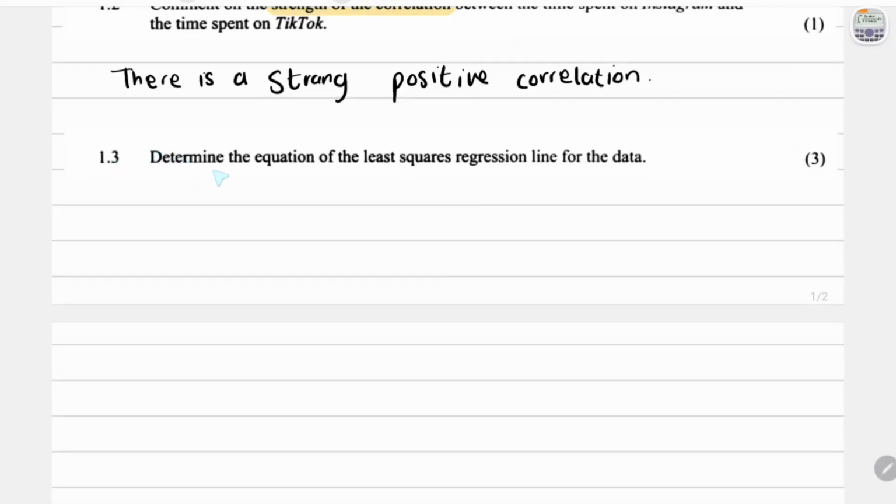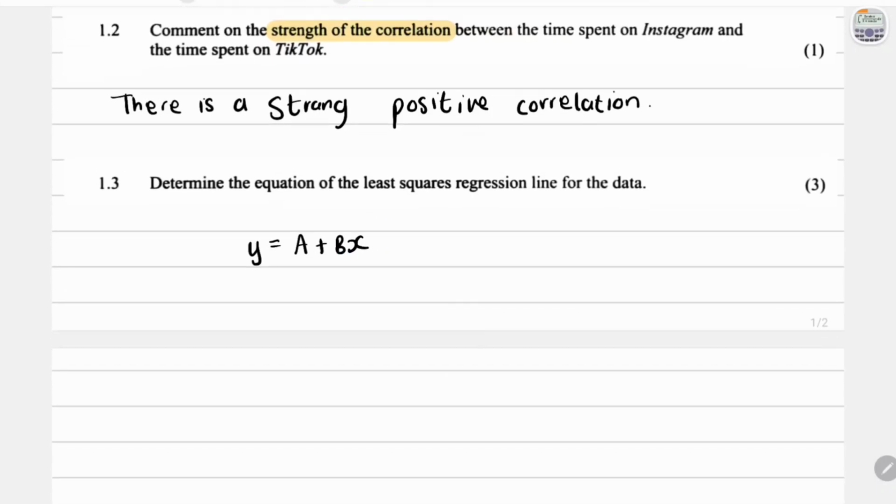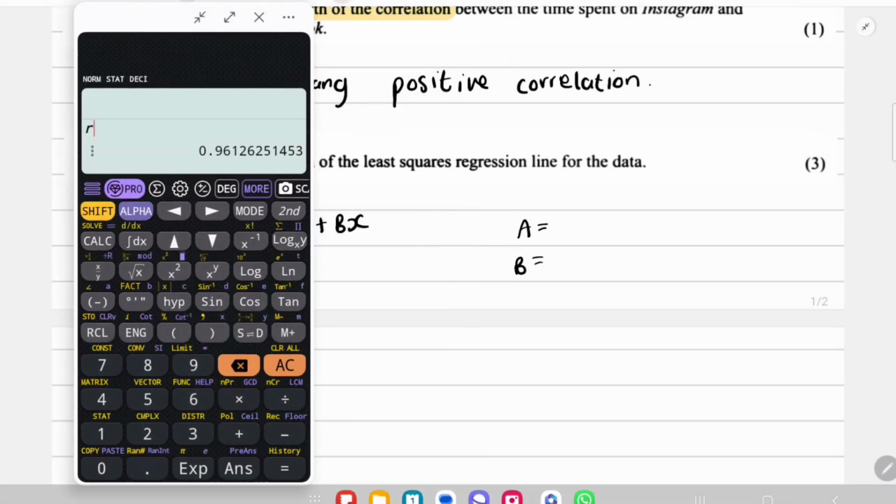Then 1.3 says, determine the equation of the least squares regression line for the data. So remember that the regression line's equation is y equals a plus bx. And you would have seen that when you were working on your calculator to put in your bivariate data. So we just need the value of a and the value of b. And we can use our calculator to find that.